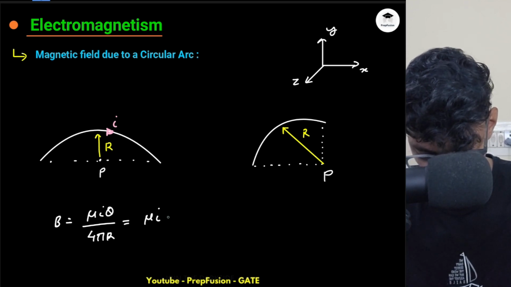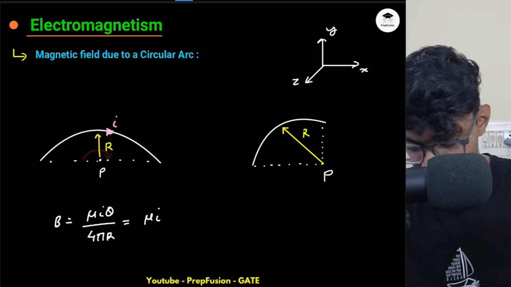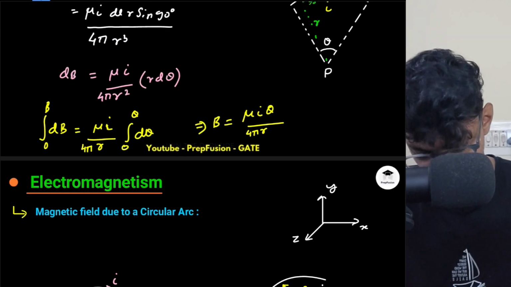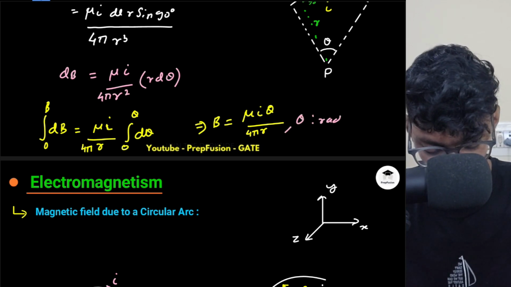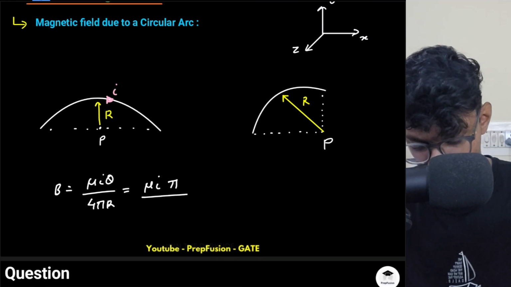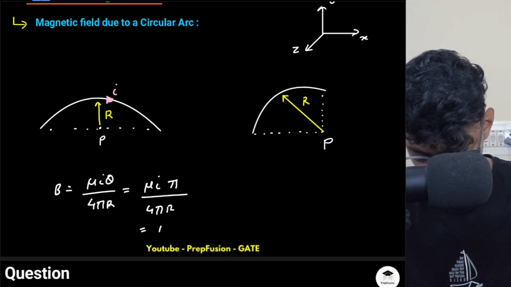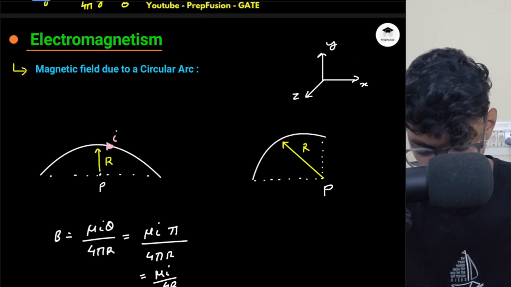So this will be mu I. What is the theta here? It is total 180 degrees, right? So this will be pi. Remember, theta is in radians here. Don't put theta in degrees, theta in radians. Just be careful about that. This one you have to take care, only this part you have to take care. This will be pi by 4 pi r. So this will be mu I by 4r.